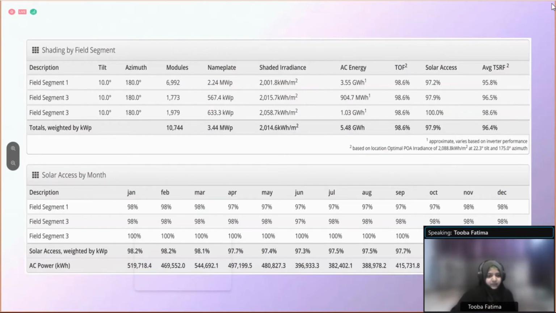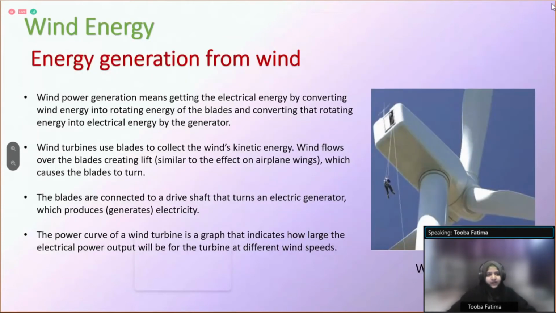And solar access weighed by kilowatt peak. Now coming to wind energy. We all know wind power generation means getting electrical energy by converting wind energy into rotating energy of the blades, and converting the rotating energy into electrical energy by the generator.